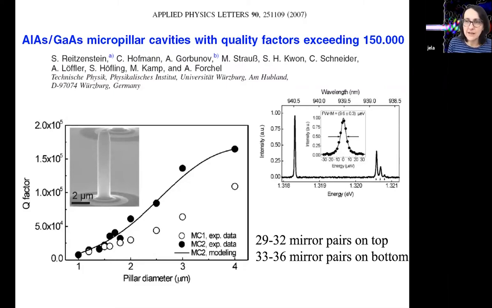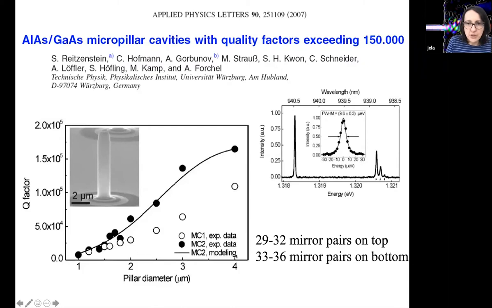You confine light more tightly, there is a larger spread of K vectors and it's harder to confine light by total internal reflection. So same story here. Go to small pillar diameters, you confine light more tightly, and you start losing more and more in lateral directions by total internal reflection. But still, for decent diameters, you can have high Q factors.